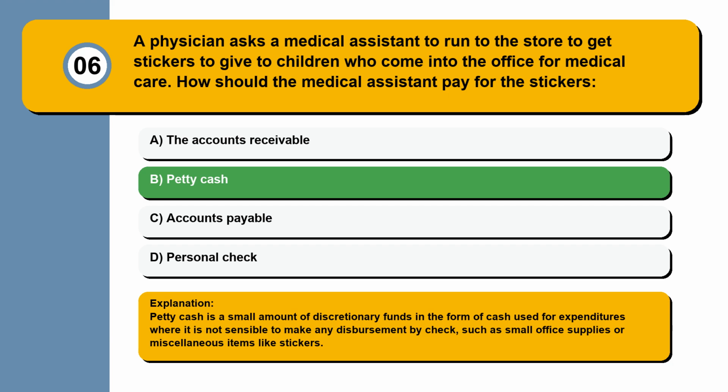Explanation. Petty cash is a small amount of discretionary funds in the form of cash used for expenditures where it is not sensible to make any disbursement by check, such as small office supplies or miscellaneous items like stickers.